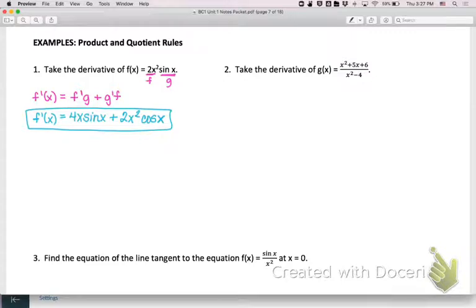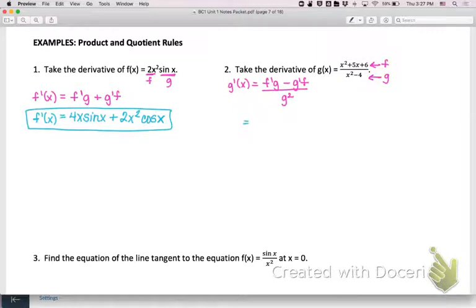So if we look at number 2, we have this rational expression here. The derivative rule for a quotient, in this case, g prime of x, is going to be equal to f prime g minus g prime f all over g squared. And the way this works is that f is our numerator, g is our denominator. So that's what we're going to work with. And then we'll try to simplify as much as we possibly can.